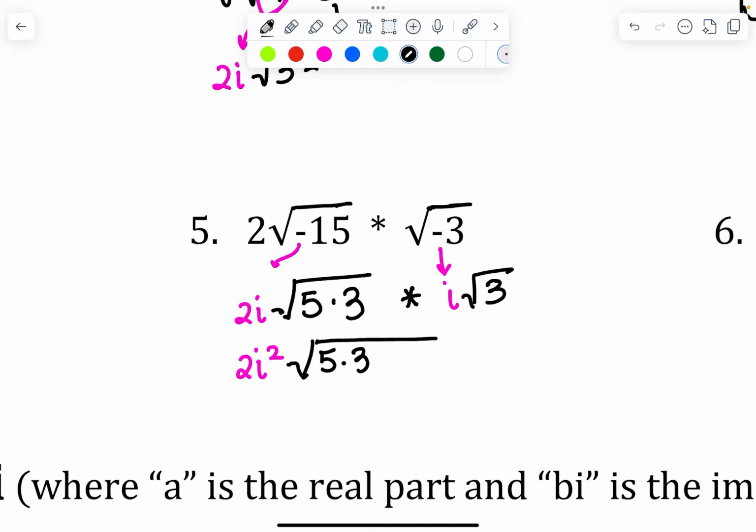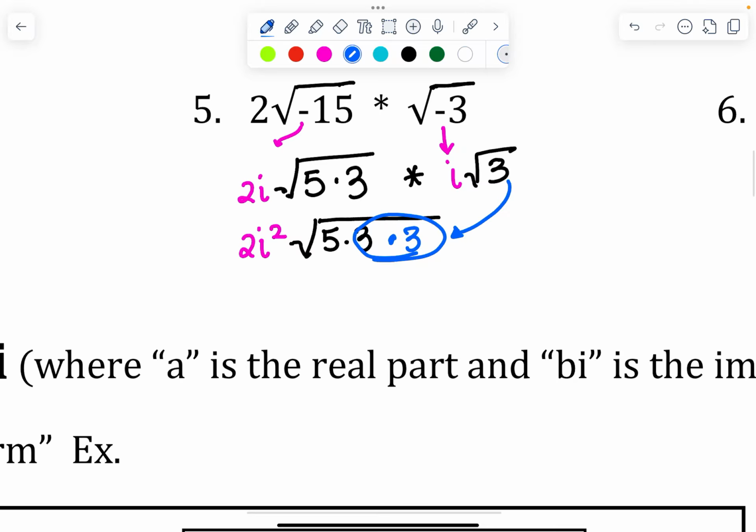So you've got 5 times 3 times 3. So you've got a pair here. 3 times 3 is 9. Square root of 9 is 3. So just pull him out. So you've got 2i squared times 3 times radical 5 as your radicand.